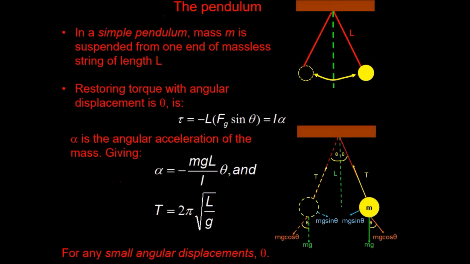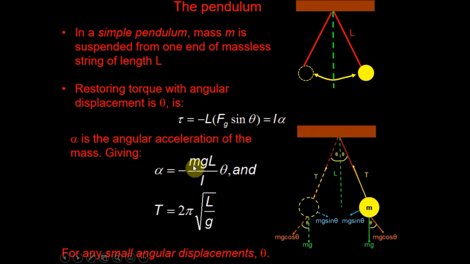So in the case of a simple pendulum, we had a mass bob m, a single sort of point mass here at the end of a string, which would then swing back and forth through some angle theta from equilibrium. The restoring torque with an angular displacement is always torque is equal to negative L F sine theta, which gives us I alpha.